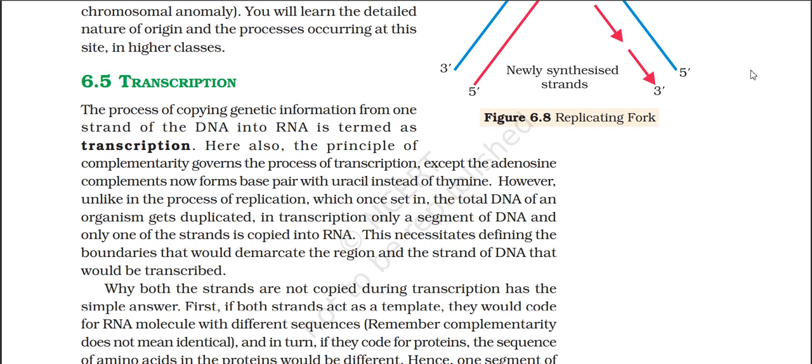transfer machinery. Second, the two RNA molecules, if produced simultaneously, would be complementary to each other, hence would form a double-stranded RNA. This would prevent RNA from being translated into protein, and the exercise of transcription would become a futile one.